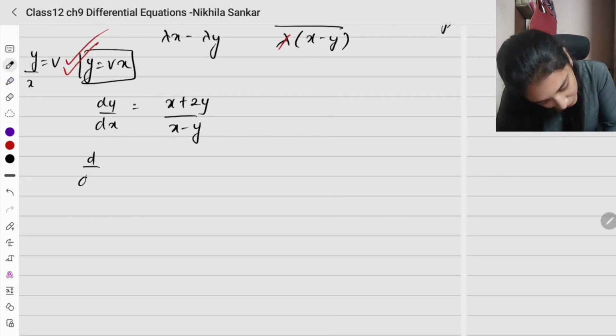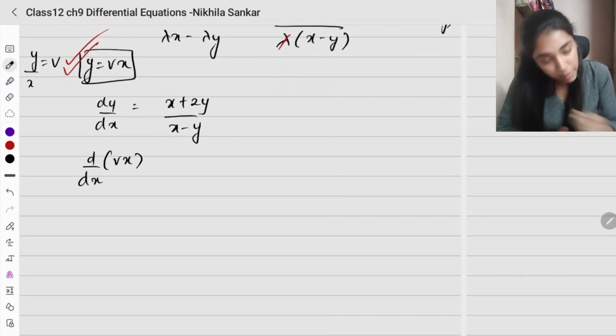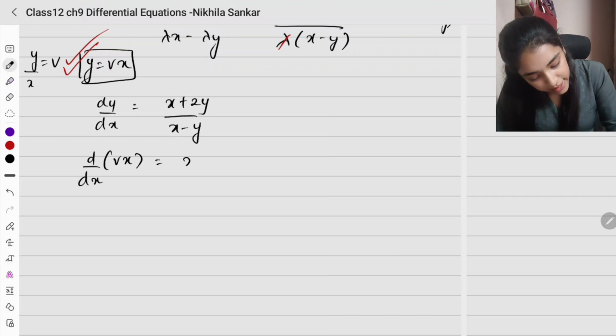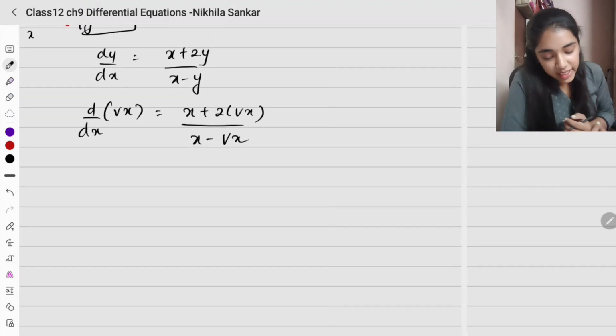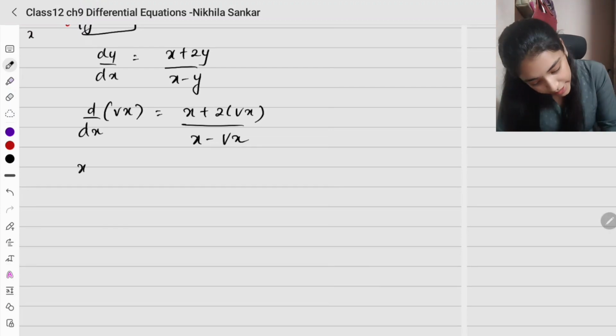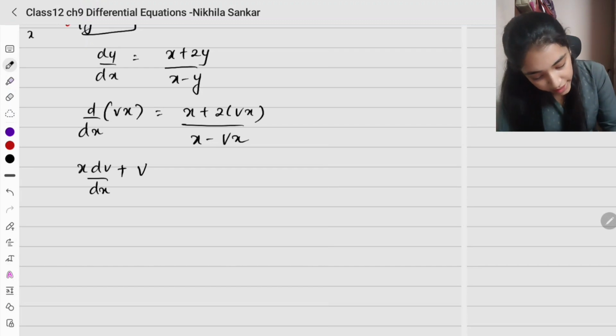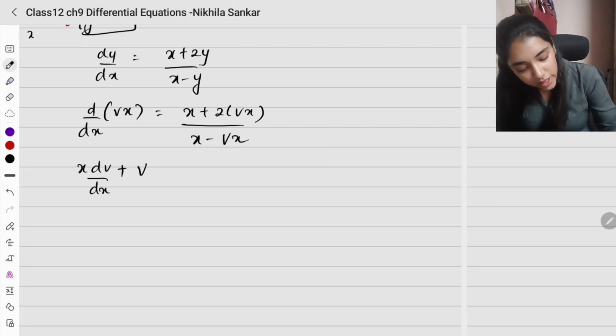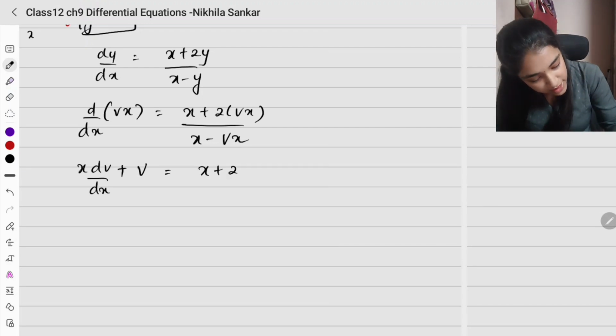On substitution, d by dx of vx. On this side also there is y, so we need to substitute for y. Instead of y, vx gives me x plus 2 times vx divided by x minus vx. Okay, now left hand side, d by dx of vx, what is it? We are going to use the product rule. vu dash plus uv dash. x times dv by dx plus v times dx by dx is going to give me 1. Correct? I have applied vu dash plus uv dash. Equals x plus 2vx divided by x minus vx.